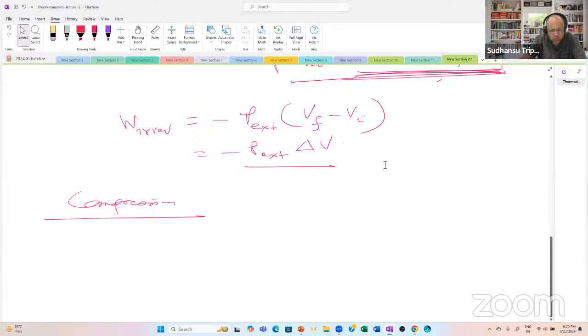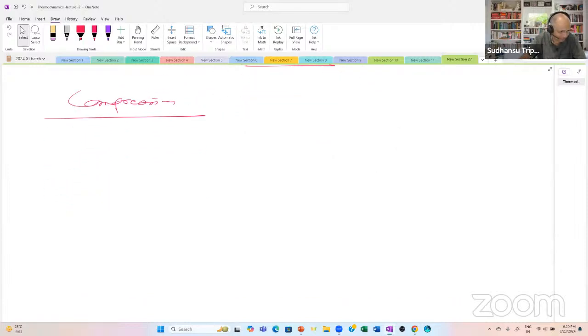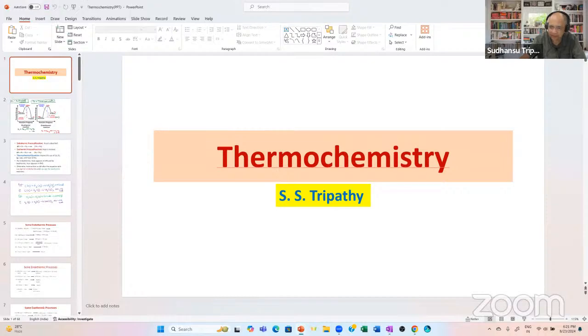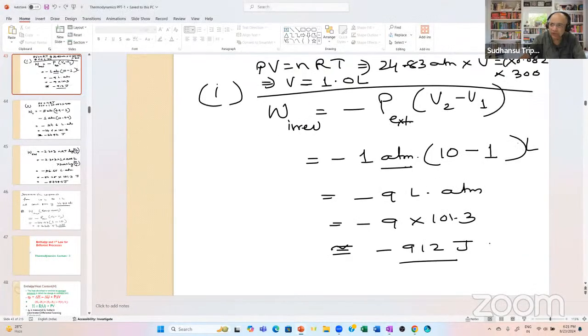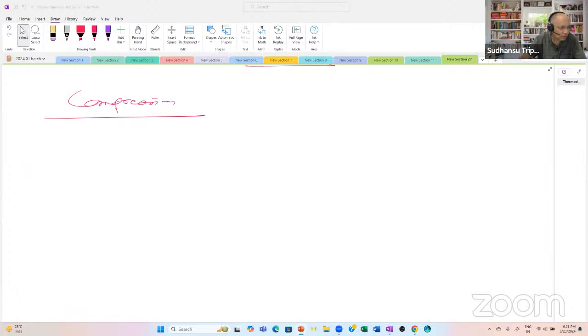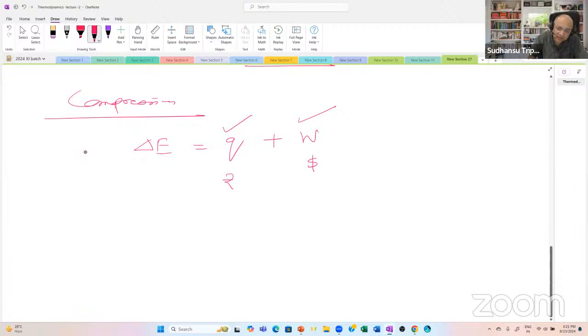Now, coming to enthalpy now. We'll be talking about, oh, sorry, this is thermochemistry. At this point of time, we know that del E is equal to the rupee plus dollar. In any form, you can increase the internal energy. With proper sign conventions in chemistry, we can handle any problem of thermodynamics, first law.